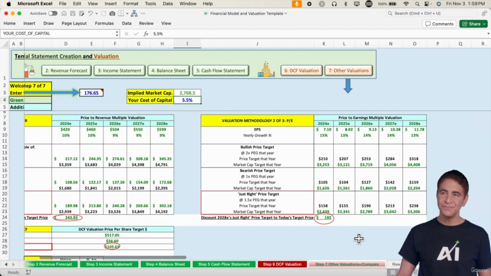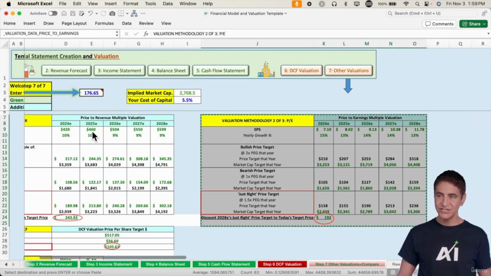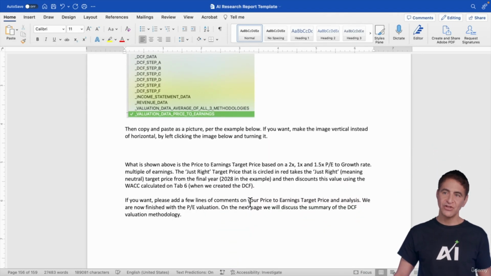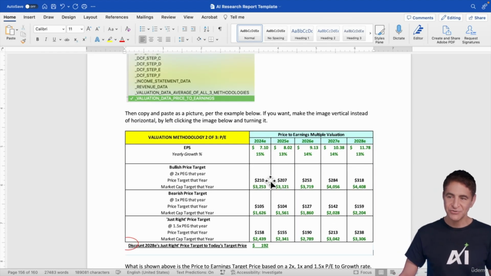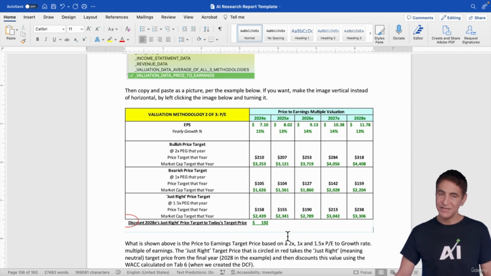And now what we're going to do is we're going to go here to valuation price to earnings, and we're going to copy this, and we're going to insert this directly into our document right here. And then what you can do is you can add additional commentary below this based on your assumptions and much, much more. When you do this, it'll look much better than that. I promise you, it'll be prettied up. And now we're done discussing P/E.